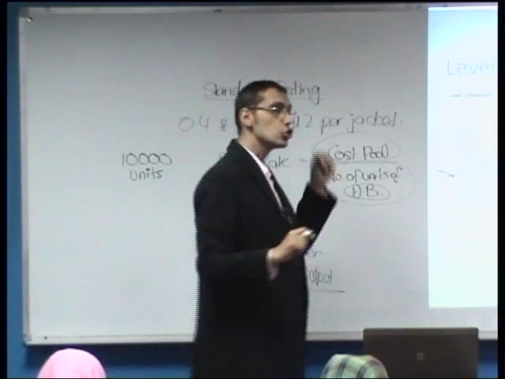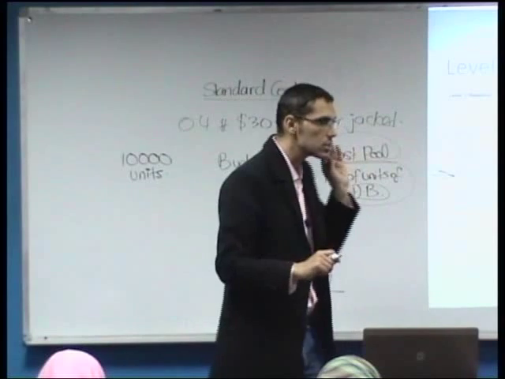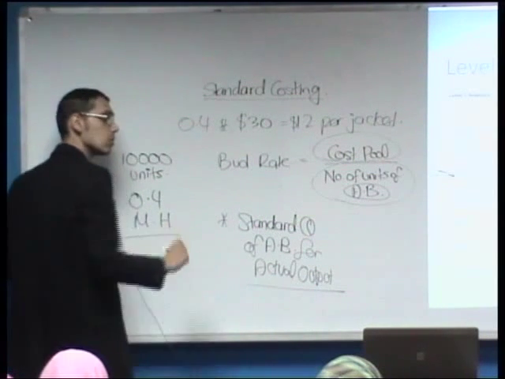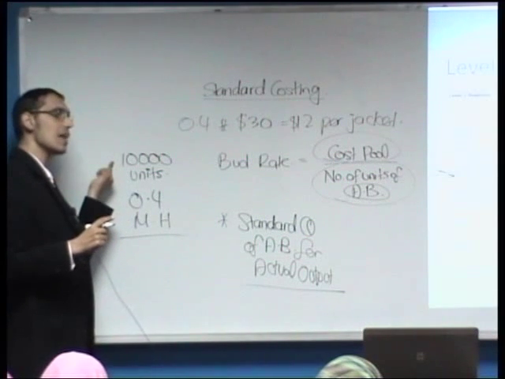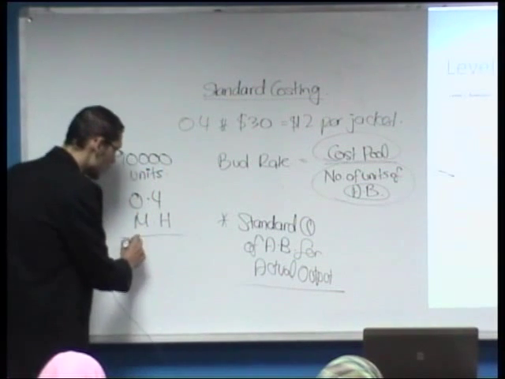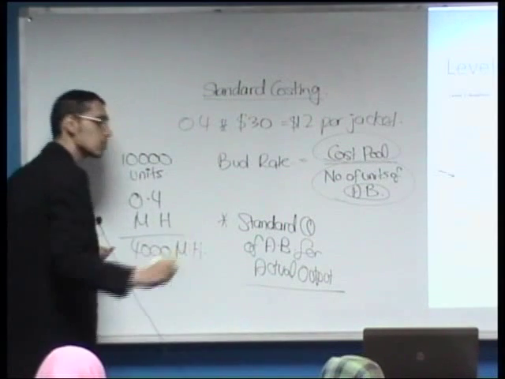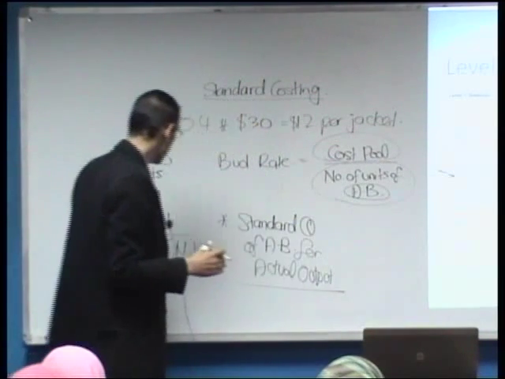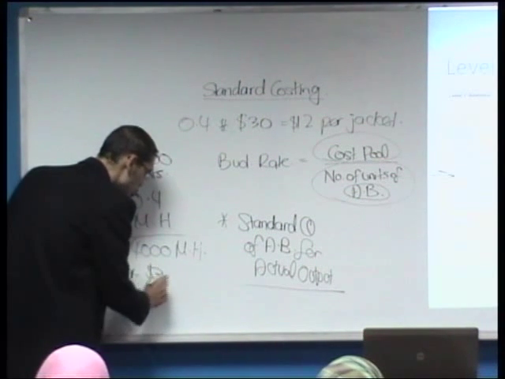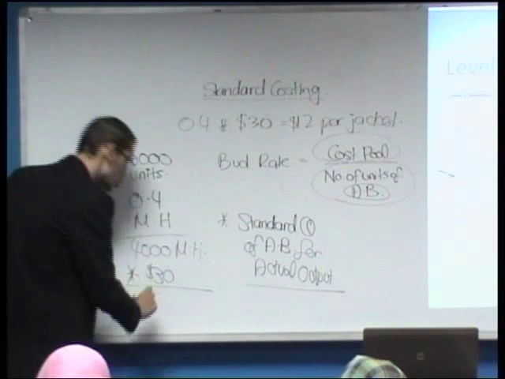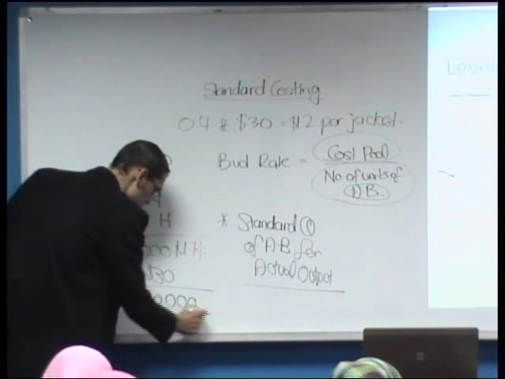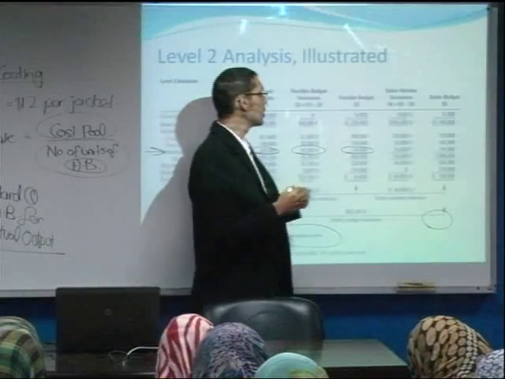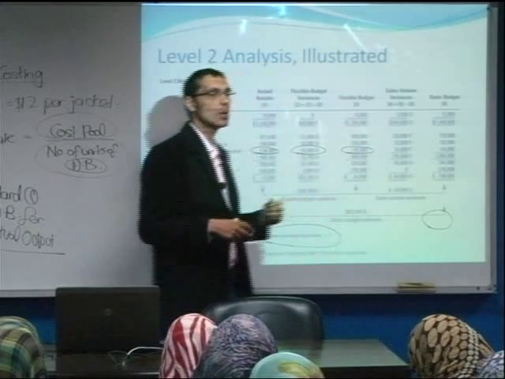And each unit should use up a standard amount of 0.4 machine hours. Correct? Therefore, in order to produce the 10,000 units, we should have used 4,000 machine hours. Correct? Therefore, according to our budgeted rate that we have calculated before, each machine hour should cost $30. Therefore, the 4,000 machine hours should cost $120,000. By this, we calculated the amount that was presented in the flexible budget, $120,000.